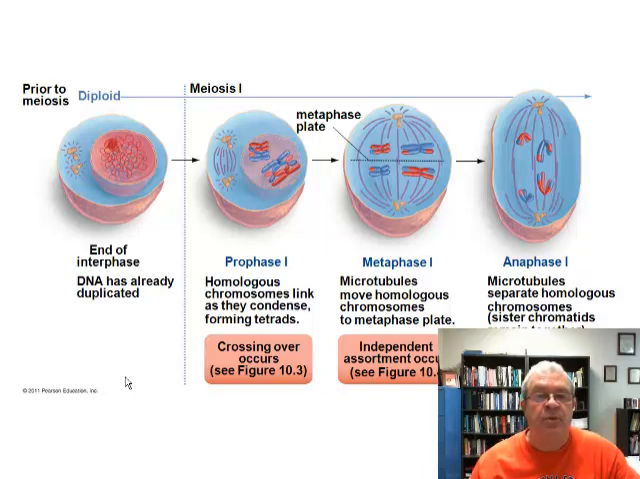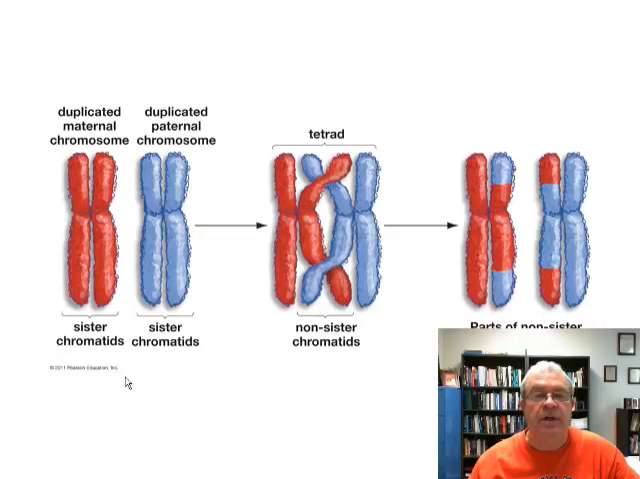And what happens when these homologous pairs find each other and get wrapped up around each other? Well, here we have a kind of a diagram. It's on that same page in your textbook. And we have a representation of a homologous pair. And they're duplicated in this diagram. One says maternal, one says paternal.